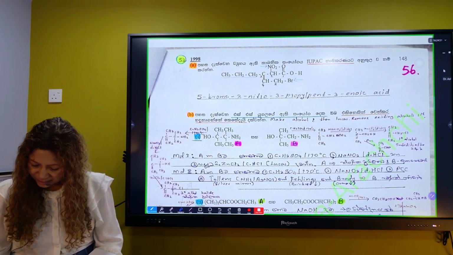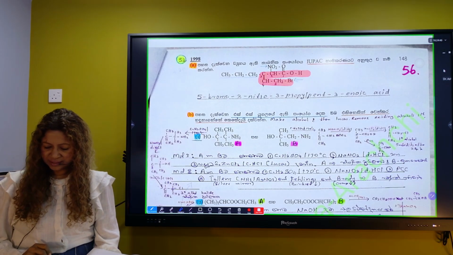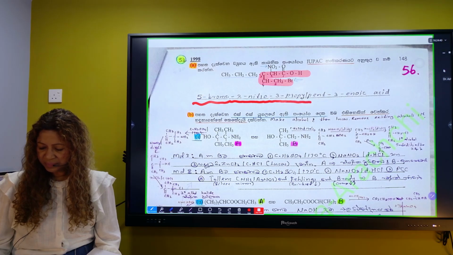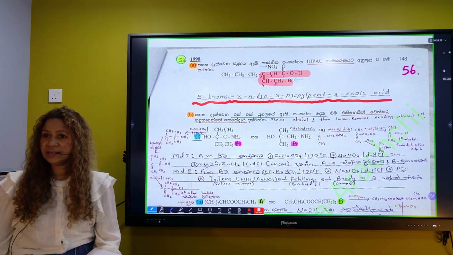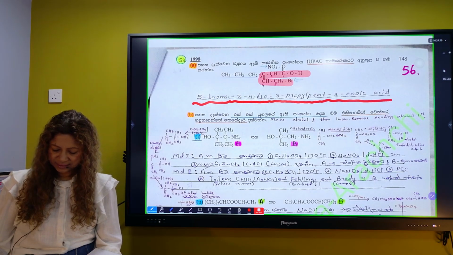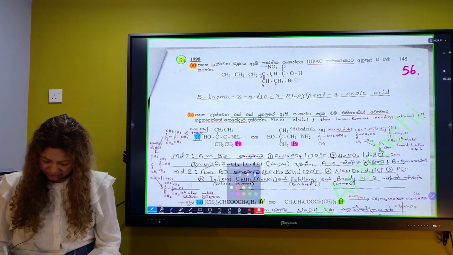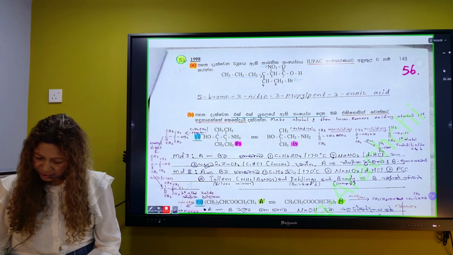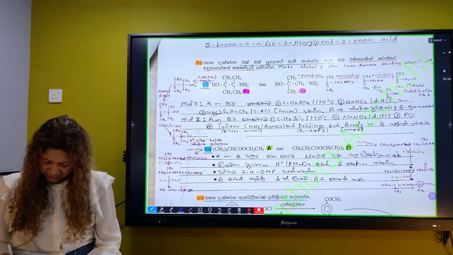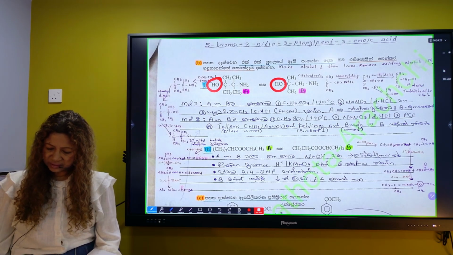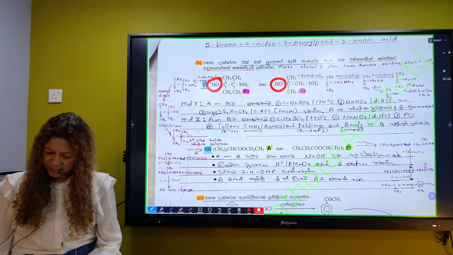Okay, this is the main chain. 5-bromo, 2-nitro, 3-propylpent-3-enoic acid. And then distinguish this with each other. What are the differences? You cannot do anything with this OH. Both are having tertiary OH groups.